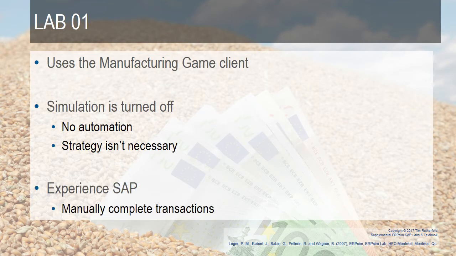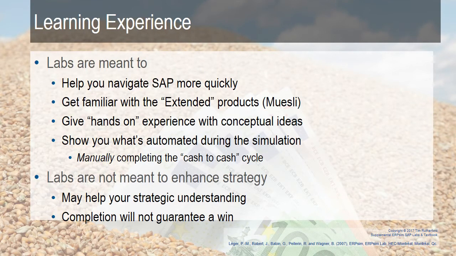So the first lab uses the manufacturing game client, but if you've used ERPsim before, a big difference is the simulation is turned off. So there's no automation, there's no strategy going through this. You're really going through and experiencing SAP and manually completing a number of the transactions that are automated within the simulation. The biggest thing that we're looking for with these labs is helping you learn how to navigate SAP more quickly. If you haven't used SAP before, this can be a little weird. There are a lot of options on each screen. Once you get through these labs, you should be a lot more confident in using SAP.